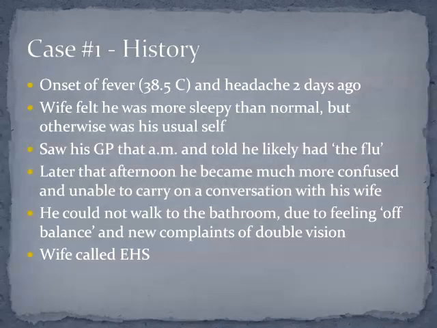So I'll go through the three cases. The first case is a male. He presented with onset of fever, about 38.5 measured, and a headache about 2 days prior. His wife felt that he was more sleepy than normal, but otherwise he was his typical self. He went and saw his family doctor that morning, who said that it was probably the flu, a febrile illness, and sent him home. Later that day, however, he became much more confused.